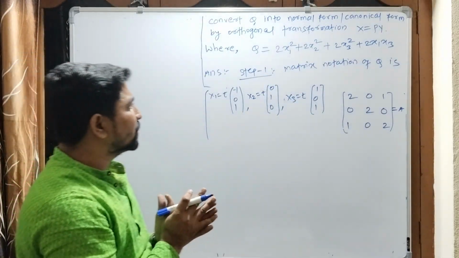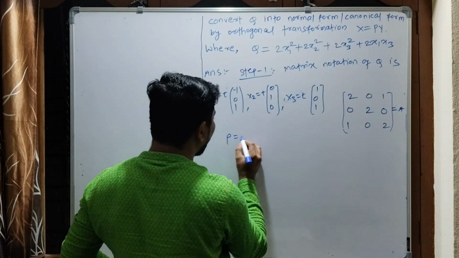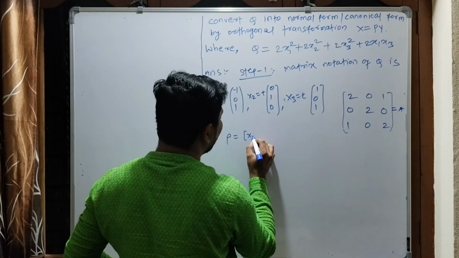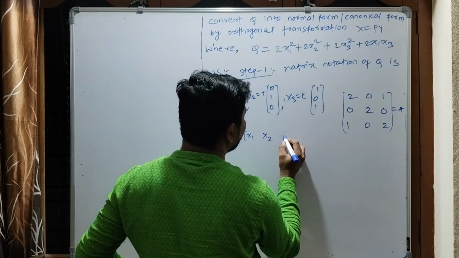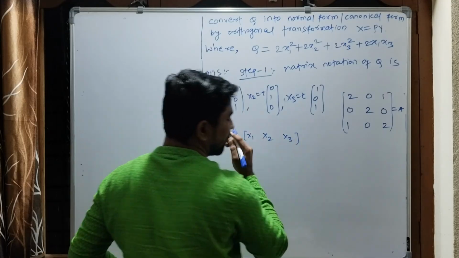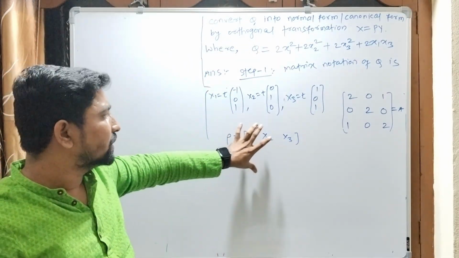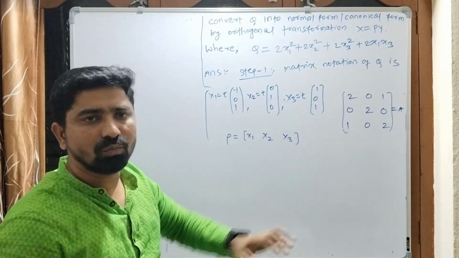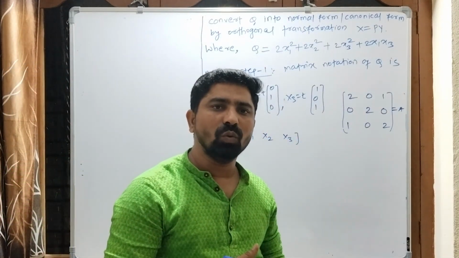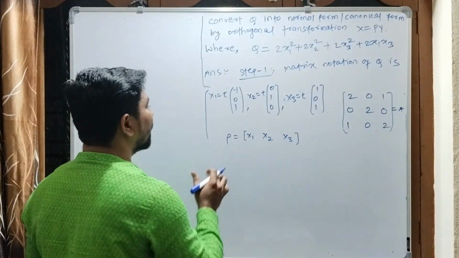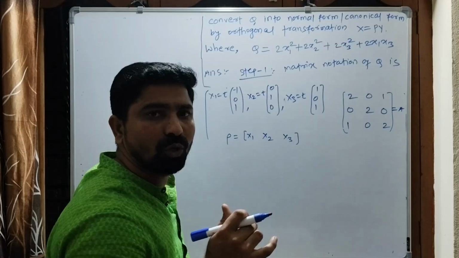So just observe one thing. Now we have to form the modal matrix P having the first column as the first eigenvector, the second column as the second eigenvector, and the third column as the third eigenvector. But the first column should be normalized, the second column should be normalized, and the third column should be normalized. What do we mean by x1, x2 and x3 being normalized? This means that the length of x1 should be 1, the length of x2 should be 1, and the length of x3 should be 1.